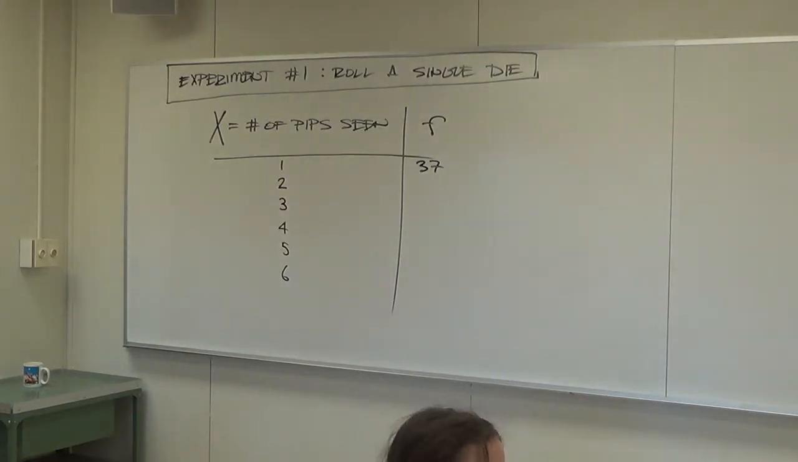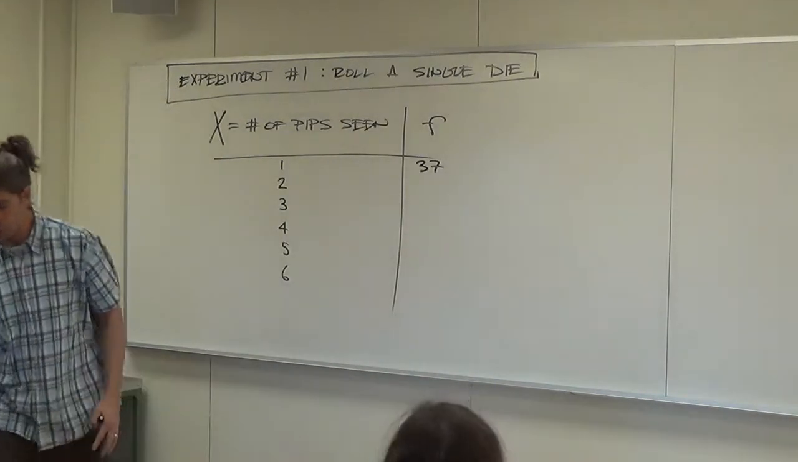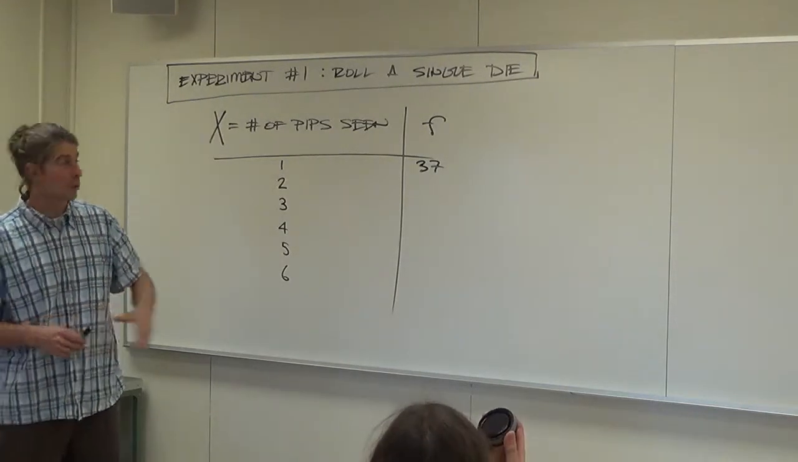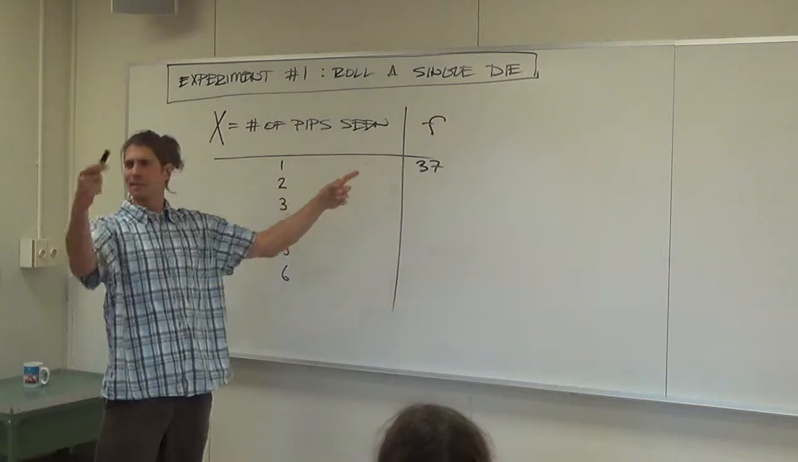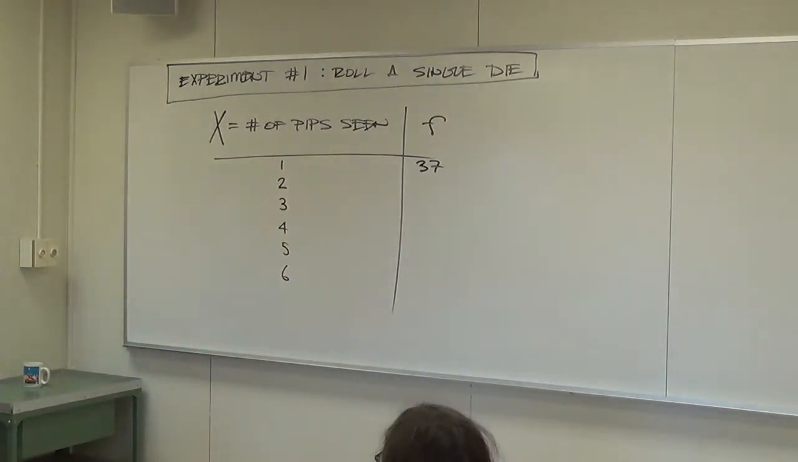Is it just the first roll? You said number of pips? No, so you roll a die, and there are dots facing up at you. That's how many pips you saw on that roll. So 37 people in this class of roughly 30 or so, 37 of them saw a 1 at some point in those 10 rolls.